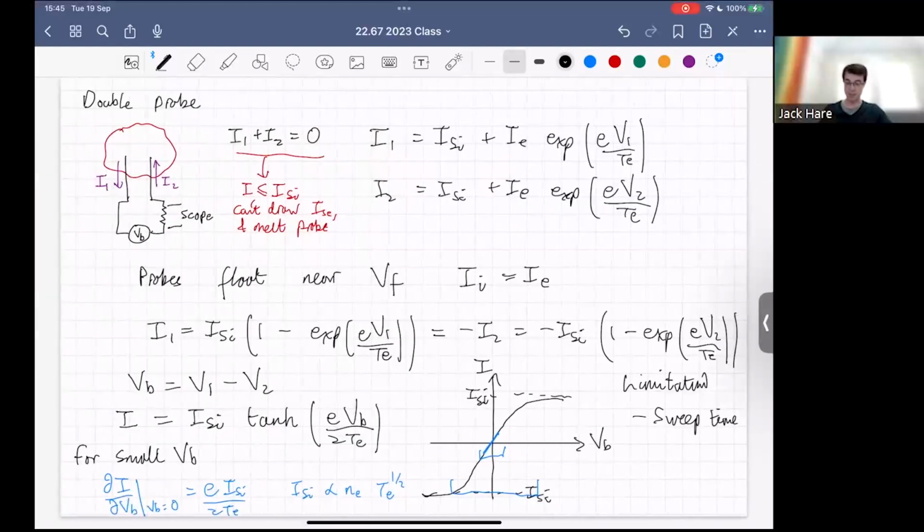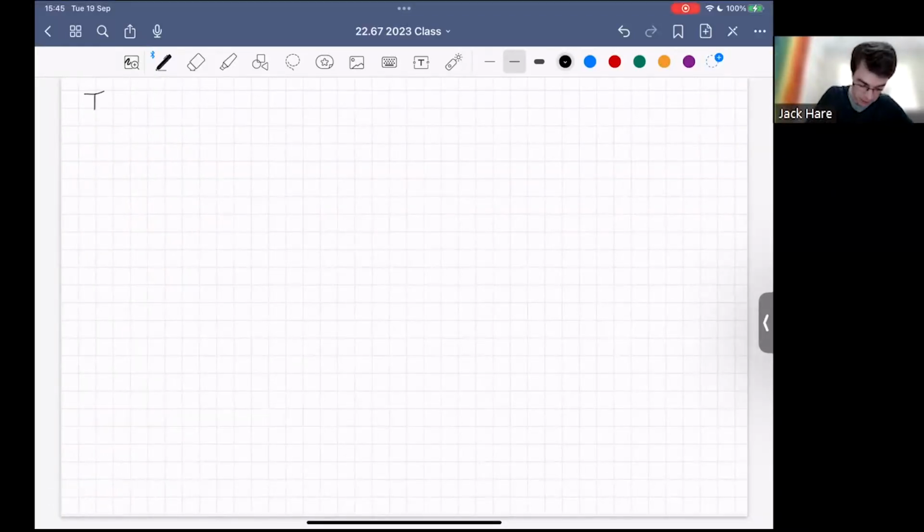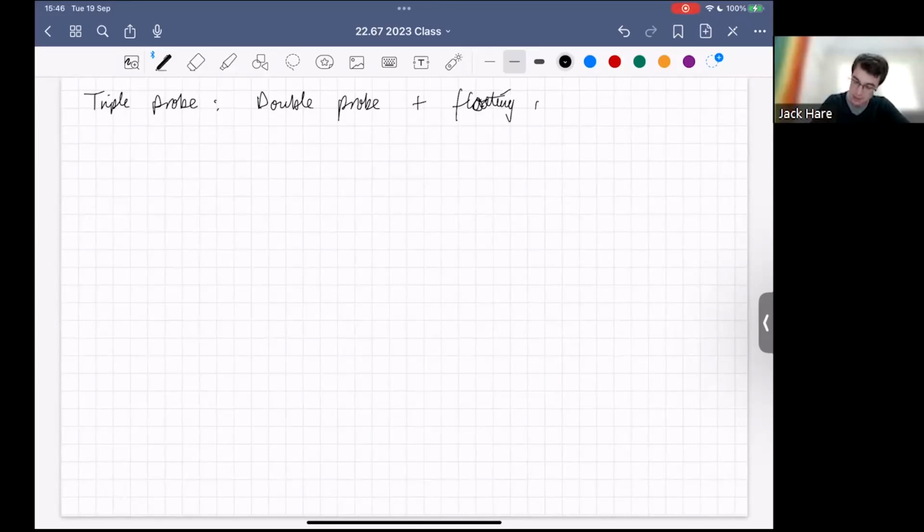So no prizes for anyone who guessed after the double probe, we go to the triple probe. I promise I will stop after this. So a triple probe is simply a double probe plus a floating probe. So let me sketch that and explain what that means. That's meant to read floating.